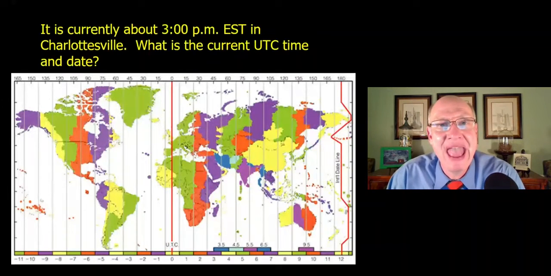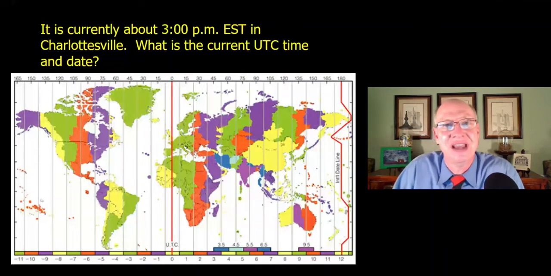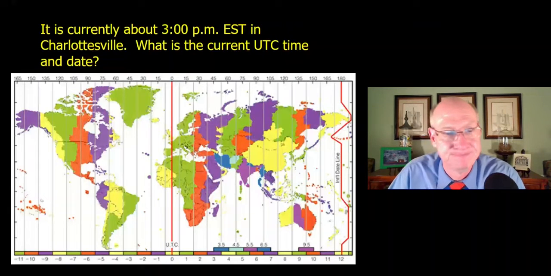So it's currently about 3 p.m. Eastern Standard Time. So it's assumed that it's 3 p.m. Eastern Standard Time in Charlottesville. What is the current universal time and date? Go ahead and figure it out, and let's just say that it's Tuesday again. So let's say that it's 3 p.m. Tuesday Eastern Standard Time in Charlottesville. What is the current universal time and date in Greenwich, England? So pause the lecture here and take a moment to figure that out.